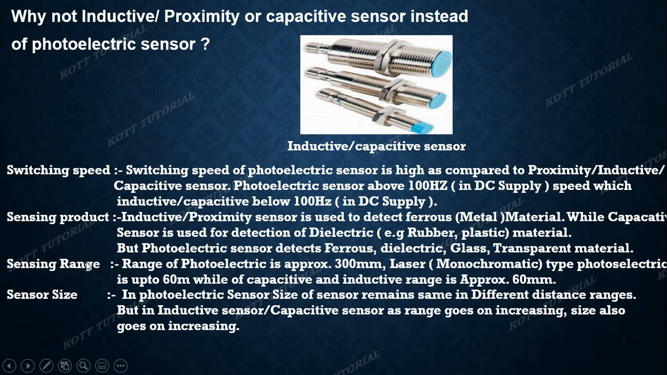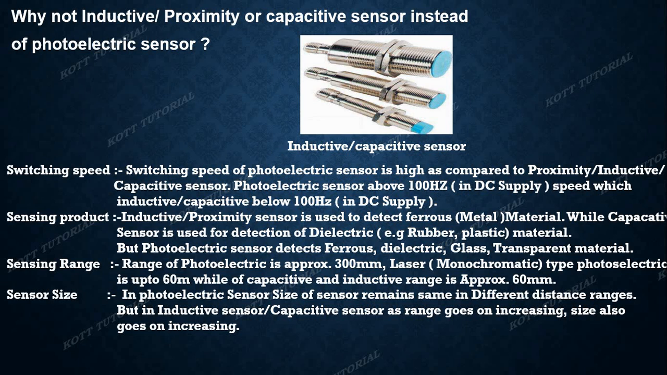Second is the sensing range. A photoelectric sensor has a sensing range of approximately 300 mm, and laser light has a sensing range up to 60 meters, while capacitive or inductive may be approximately 60 mm and 100 mm. See, the sensing range in a photoelectric sensor we can adjust with the help of a knob. So if the sensing range is increasing, we just have to adjust our knob as per the sensing distance.